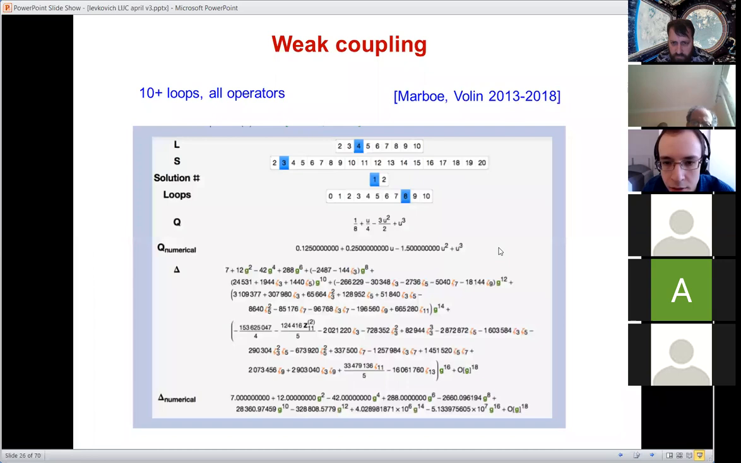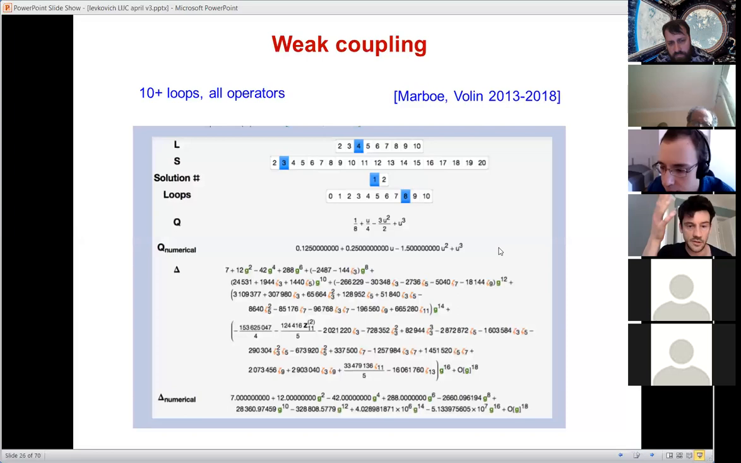Okay, can I also ask a question? So it seems that in weak coupling and in strong coupling, you have a regular procedure to generate power corrections. That's not true. So at weak coupling, yes. At strong coupling, there is no systematic method so far. That's, in fact, an open problem.